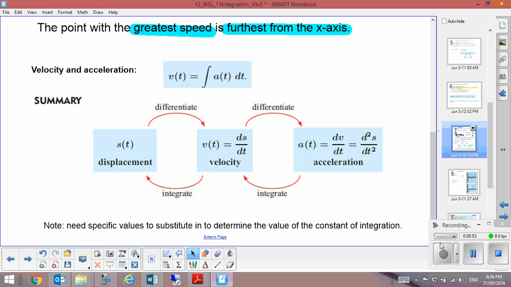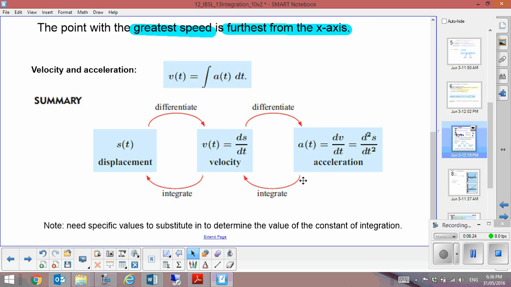Velocity and acceleration. So velocity is the integral of acceleration. Remember we looked at acceleration as the rate of change of velocity, so this is the reverse. If we want the rate of change of displacement, we get velocity. If we differentiate the rate of change of velocity, we then get acceleration. So the reverse is true.